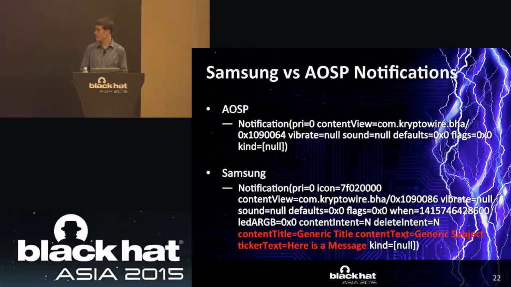So here I have two different builds, both 4.4.2, a Samsung build and an AOSP build. And this is the same notification, the toString of the notification. So at the top you see AOSP, it's much more terse. And if you look at Samsung, it's more verbose. And the text in red is the actual three instance variables that I mentioned previously were in the toString: content title, content text, and ticker text.